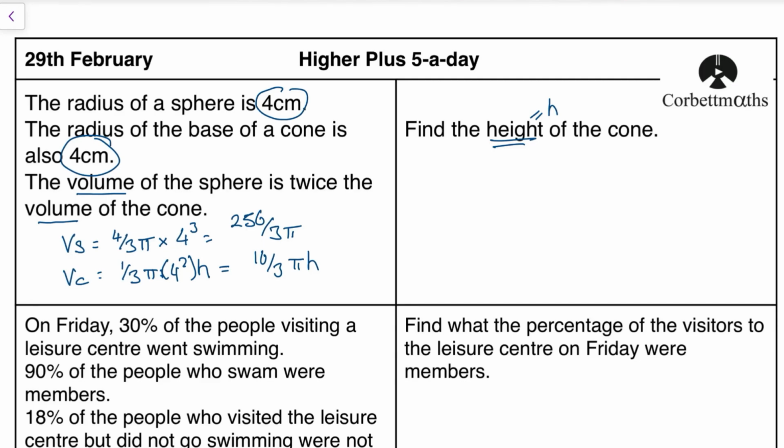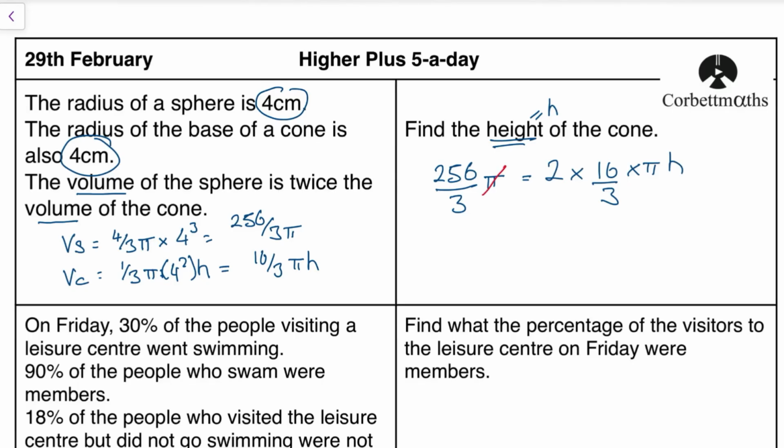And then the question says the volume of the sphere is twice the volume of the cone. So therefore it must be the case that, I'm going to write this nice and big, because I think I'm going to do a lot of cancelling here. So 256 times pi is equal to 2 times, again, let's write this carefully, 16 over 3 times pi times h. And I'm leaving a few gaps because you're going to see me do some cancelling here, and I want to do this really clearly so you can see what I'm doing.